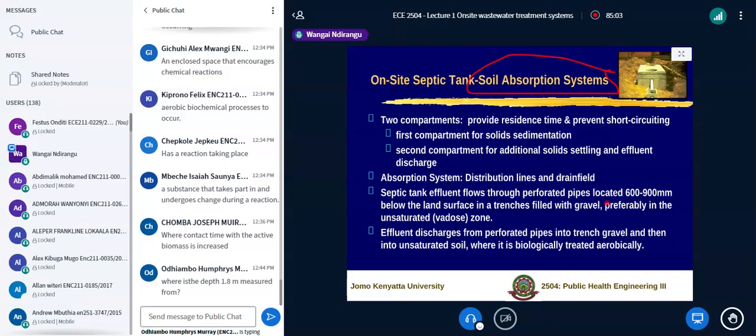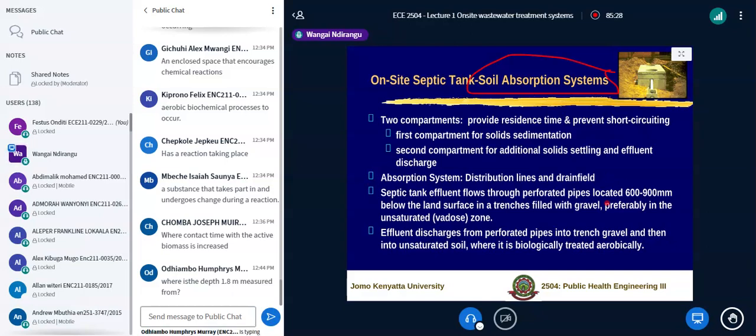So if you had a BOD of 250, you are still carrying forward approximately 175 milligrams per liter of BOD. The safe disposal requires you to bring this to below 30, preferably even below 10 milligrams per liter.